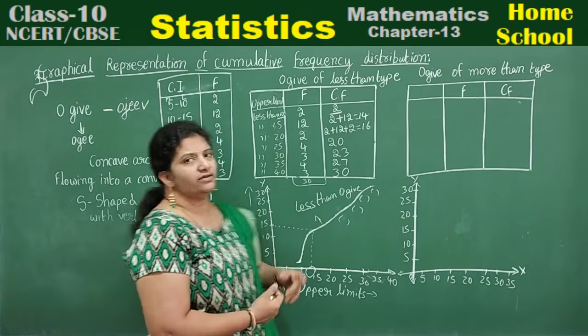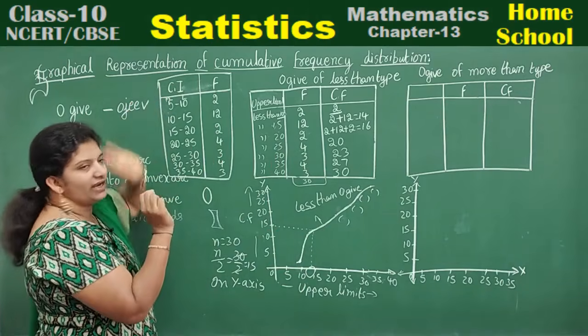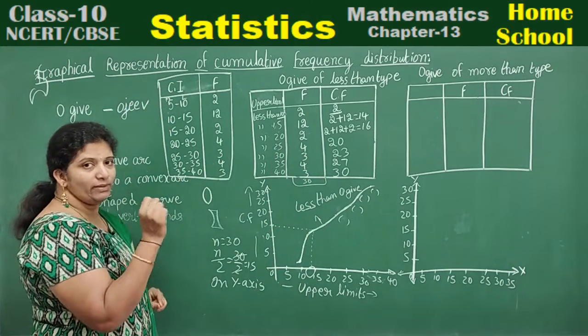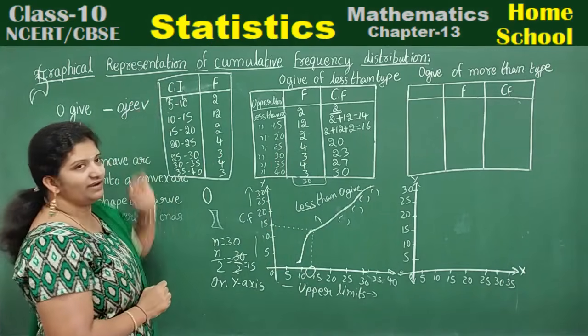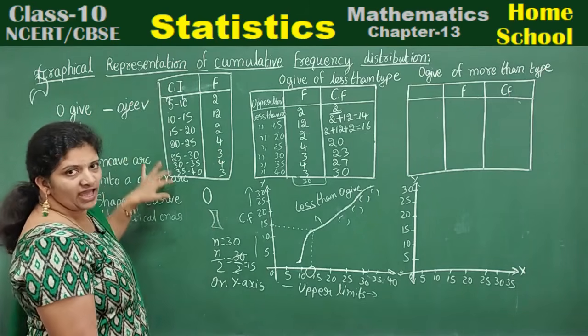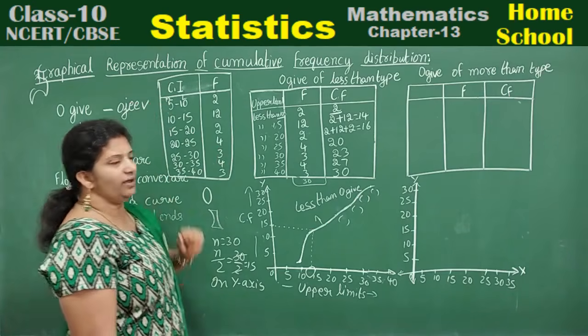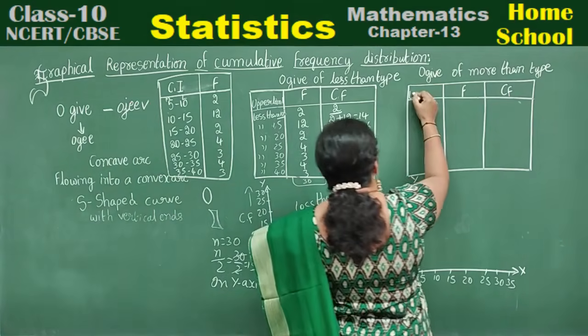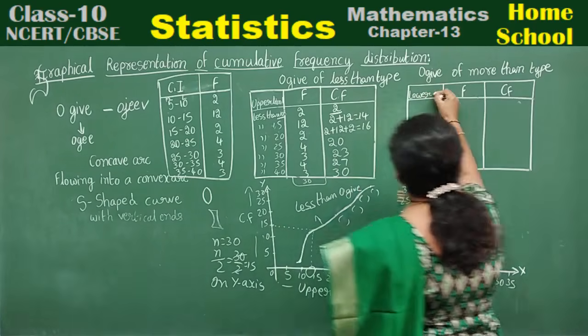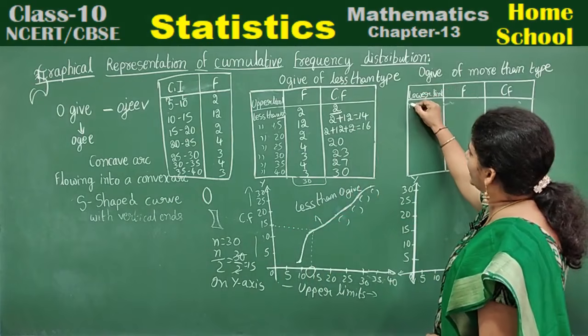In more than, where I asked you to mark M, in examination don't mark M and L. Just for you to remember the shortcut, I have written there M and L. Now what you are going to write? M. More than 5 we are writing. What is this limit? Lower limit.